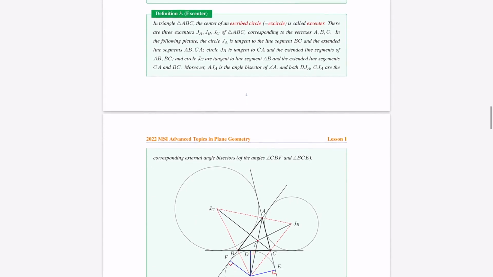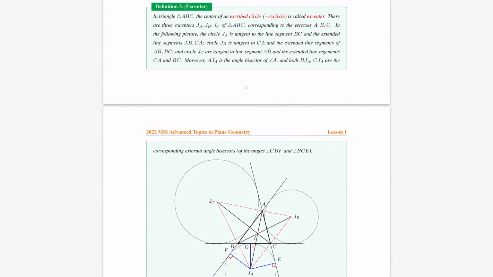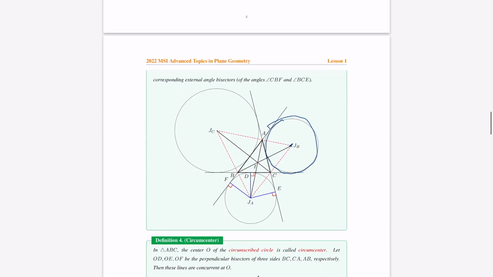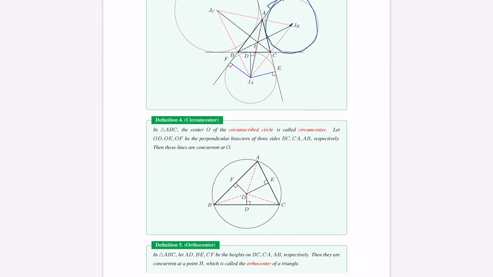Generalizing the incenter, we have three excenters of a triangle. J_A, J_B, J_C are the excenters. Each is the center of a circle that is tangent to the three sides of the triangle. But it's called an excenter because the circle is tangent to one side of the triangle and to the extensions of the other two sides. So there are three of them. For a triangle, there is also a circumcenter, which is the point O whose distance to the three vertices is equal.